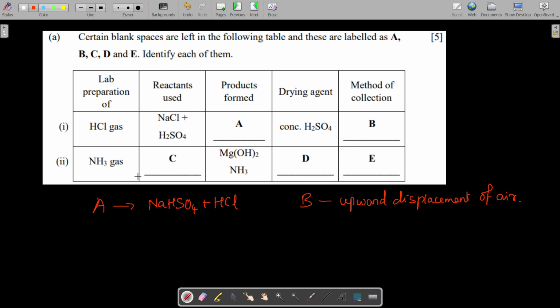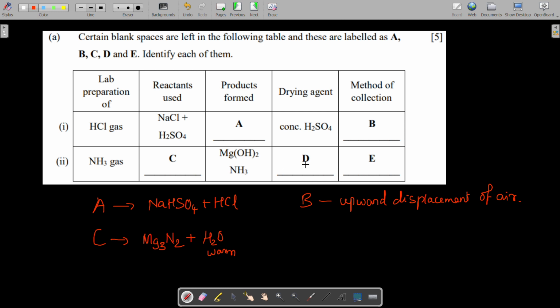Come to ammonia. Ammonia here, C. What reactants are used? You have to see the products, and based on that you have to see the reactants, because there are two methods of forming ammonia. Here the products are magnesium hydroxide and ammonia, which means you have to take magnesium nitride. Magnesium nitride is Mg3N2 plus water, warm. So when these two react, they will give us ammonia and magnesium hydroxide.